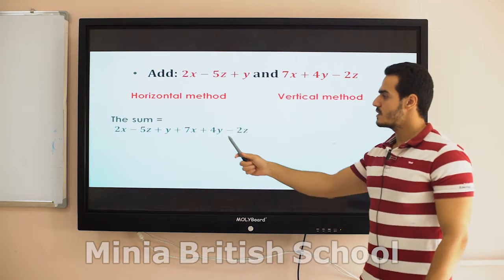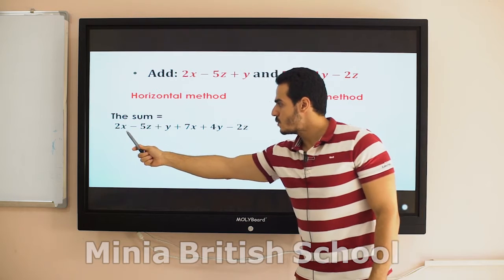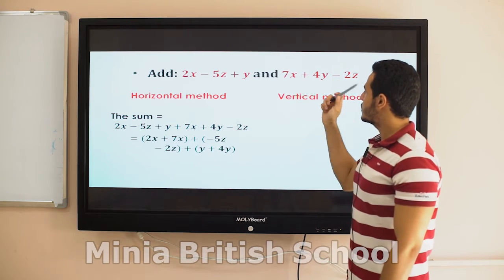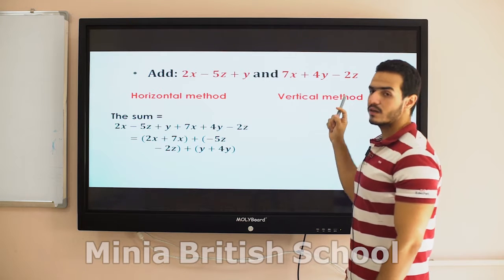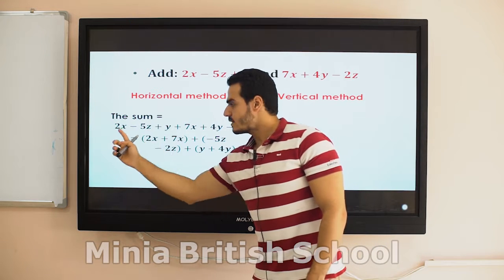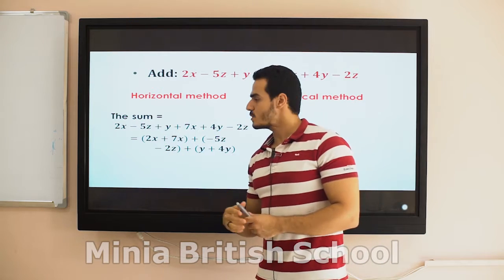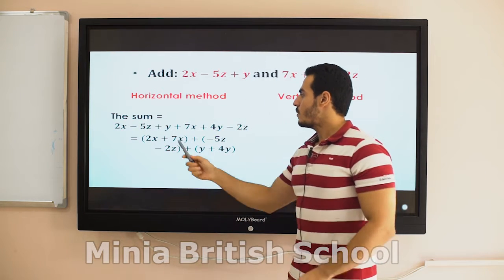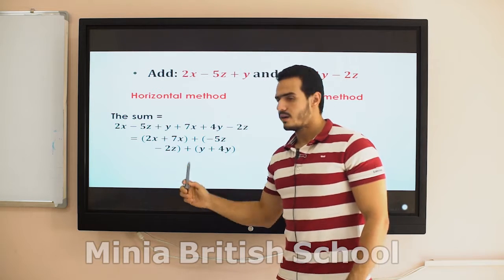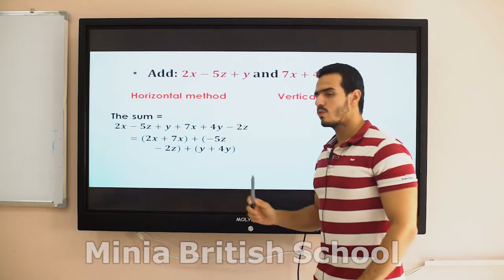Okay, let's see the first. The sum equals the first expression, 2x minus 5z plus y, plus the second expression, 7x plus 4y minus 2z. Look at this. I take the like terms 2x and 7x and put them in a bracket. Now, negative 5z and negative 2z in a second bracket. Last bracket, y plus 4y.